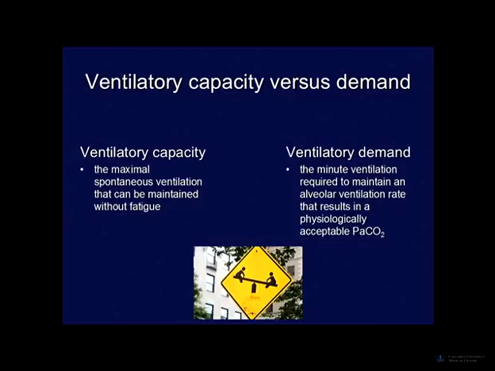And the whole idea is that there's a balance between what you can do and what you need to do. So it's kind of like supply and demand. Your ventilatory capacity is the maximum amount of spontaneous ventilation that can be maintained without fatiguing. So it's how much you can do. And then ventilatory demand is how much you need to do. How much CO2 do you need to remove? So what's your minute ventilation required to maintain adequate alveolar ventilation to keep your CO2 within normal limits?